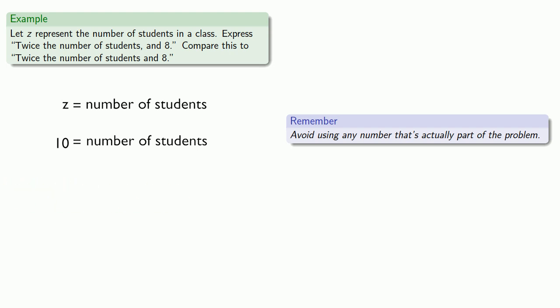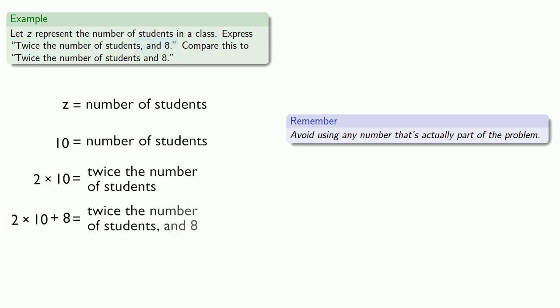Now, because of the comma, we want to group this twice the number of students. So we find twice the number of students. Well, that'll be 20, and we got that by multiplying 2 by 10. To get and 8, we'll want to add 8 to the number. So twice the number of students and 8 will be 2 times 10 plus 8. Equals means replaceable, so every time we see 10, we'll replace it with z. And since we have an algebraic expression, we don't need the explicit times symbol. And that gives us our algebraic expression for twice the number of students, comma, and 8.